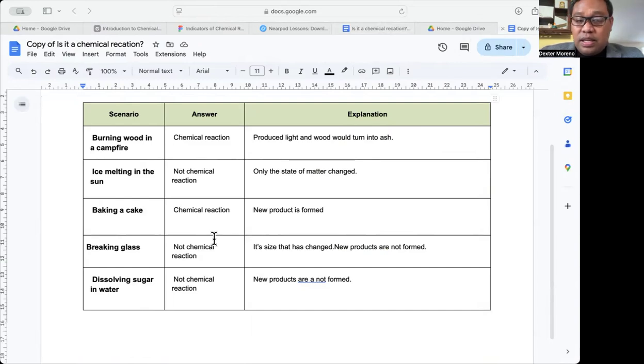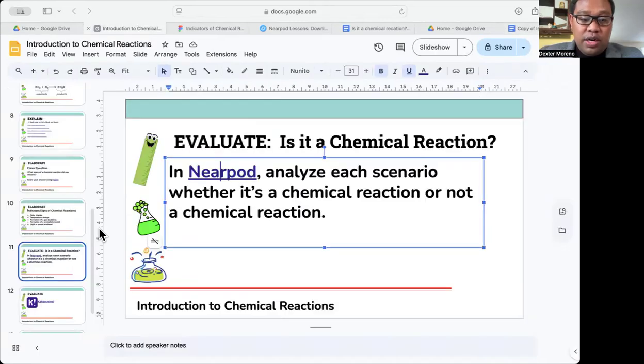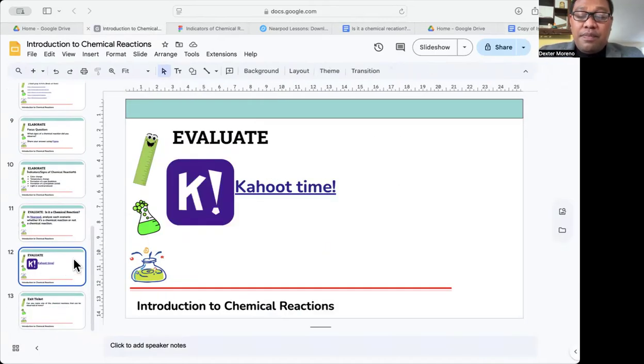All right, so let's take a look at the first scenario. Burning wood in a campfire. This is a chemical reaction because there's production of light and the wood turns into ash. There's a production of a new substance. Ice melting in the sun, it's not a chemical reaction, only a change of state of matter, okay? Baking a cake, definitely there's a new product. Breaking a glass, there are only changes in the size of the glass. Okay, and dissolving sugar in water, there's no formation of a new substance because the sugar molecules are only being dissolved in water. All right, so we're going to have a fun game this time using Kahoot, right?